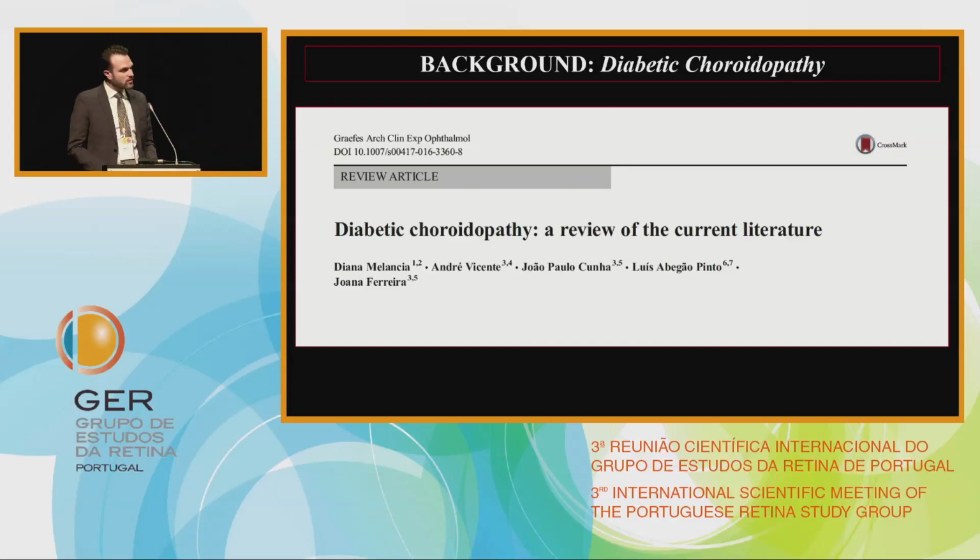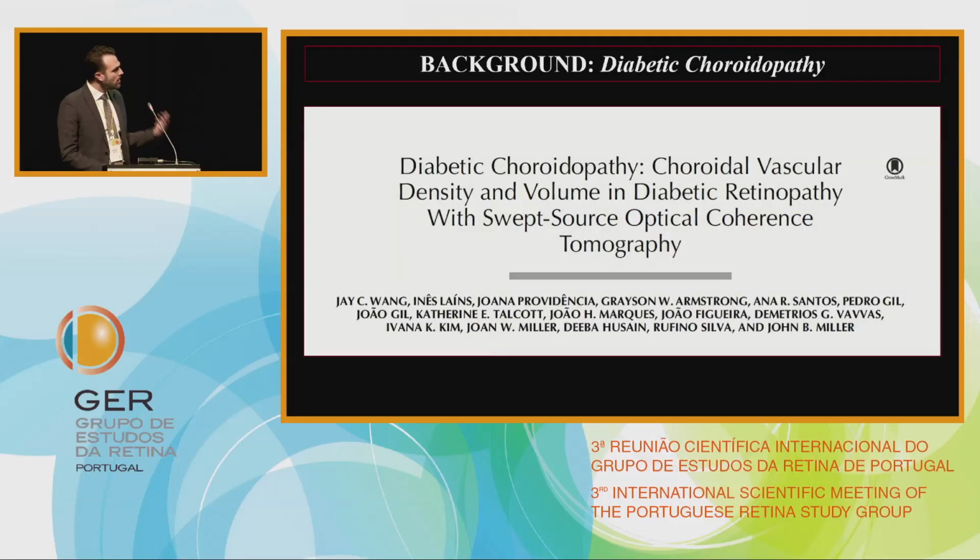And above all, they continued to work on this subject with an international joint group with the Massachusetts Eye and Ear, and here with my dear friend Ines Lains, and developed new imaging modalities to study this disease. And above all, they found very interesting findings related to the choroidal vascularity.